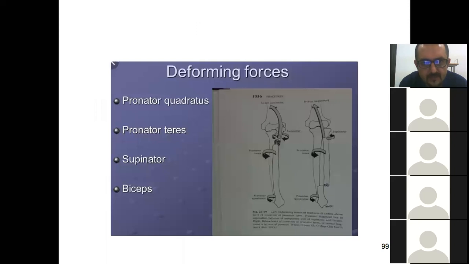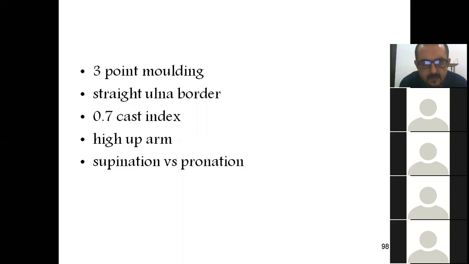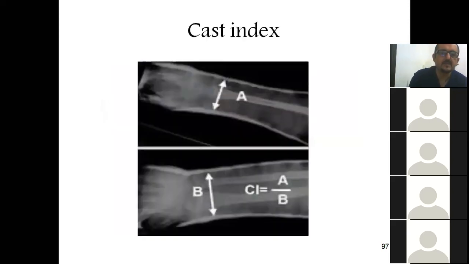Okay. So regarding deformation forces... Excuse me, sir. Can you repeat the cast index, please? Cast index or good cast? The cast index is visible on the radiograph in the lateral view. You measure the length of the cast, and then the height of the cast. In the AP view, you again measure the height of the cast, and A divided by B is the cast index. It should be 0.7. Somewhere you can read 0.8 also.